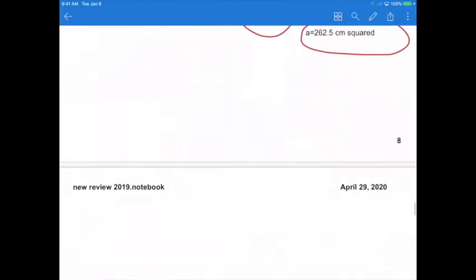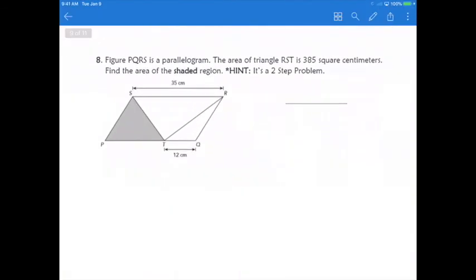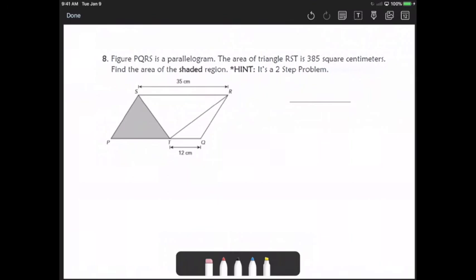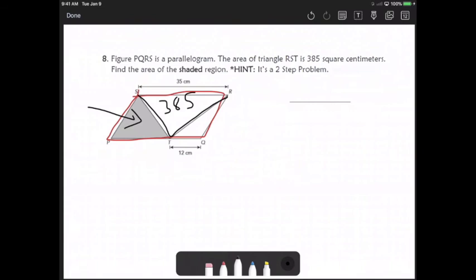All right, we have one last one. So for this one, you have a parallelogram. So here's the parallelogram. Oops, sorry. Parallelogram's right here. The area of the triangle RST, so RST is this one right here, the big one, is 385. Find the area of this region right here.